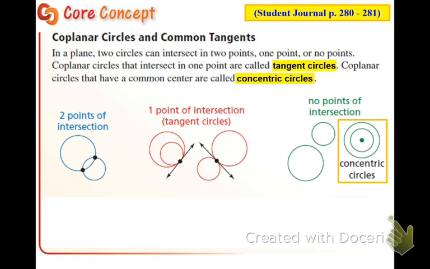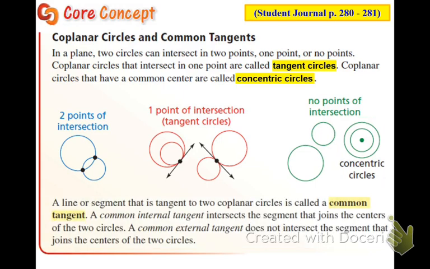We're going to talk about this section. At first, it's going to seem pretty weird to you, but afterwards it'll make more sense. I promise you'll catch on. A line or segment that is tangent to two coplanar circles is called a common tangent. If you look, there are two black lines here. A common internal tangent intersects the segment that joins the two centers of the circles.